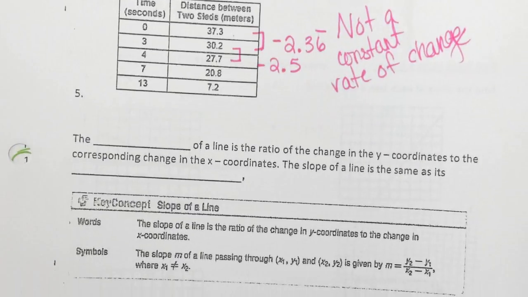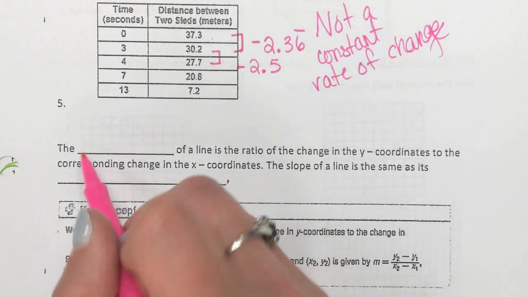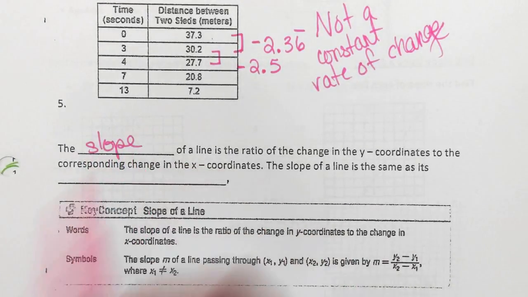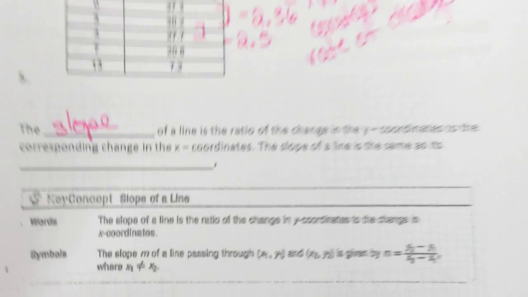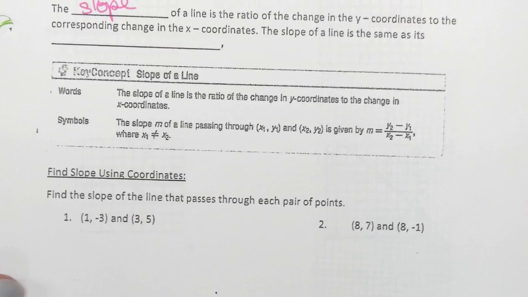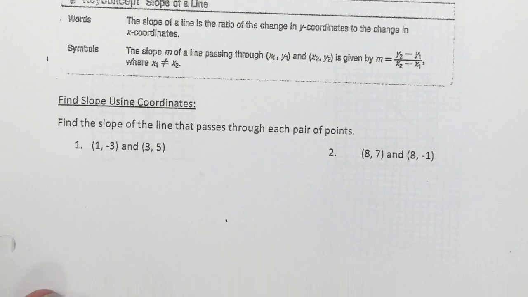All right, here we go. Let's look at this one. The definition here is the slope of a line is the ratio between the y-coordinates and the x-coordinates. All right, down there at the bottom, how do we find the slope between those 2 points?